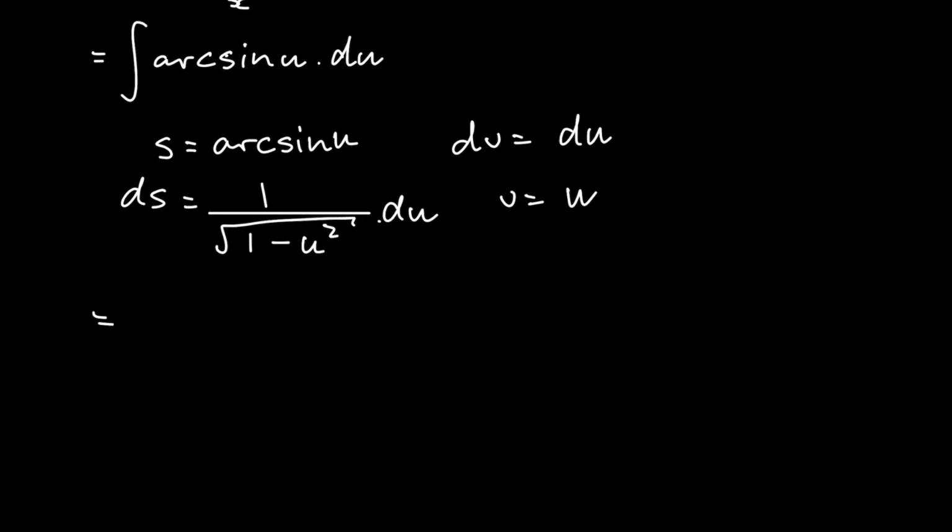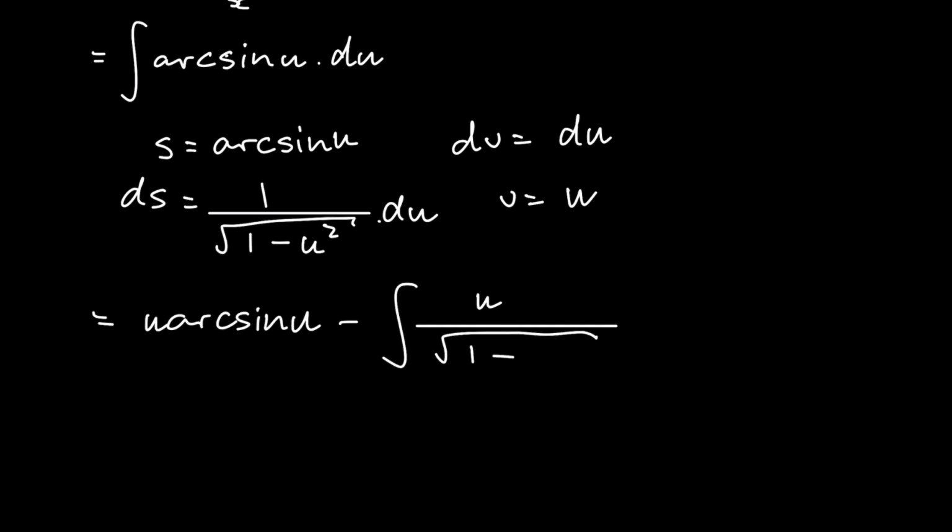So now we go ahead with this integration by parts, and we have s times v, which is u times arc sine of u, minus the integral of v ds. So that's u over the square root of 1 minus u squared du. So now we notice that the derivative of u squared is going to be 2u, and we have a u here in the numerator. So we'll make a substitution here.